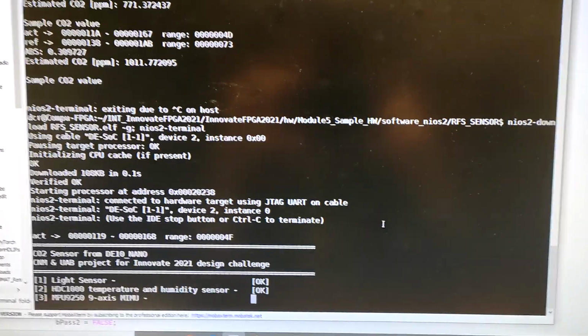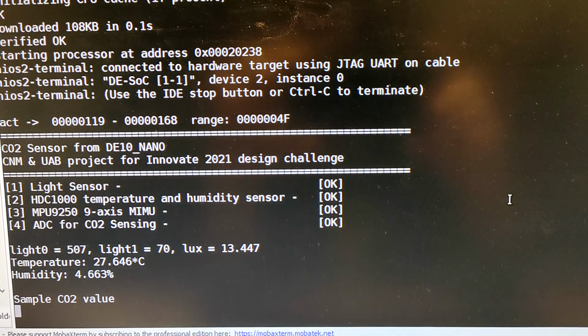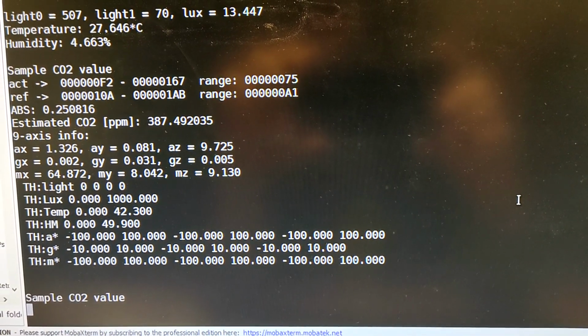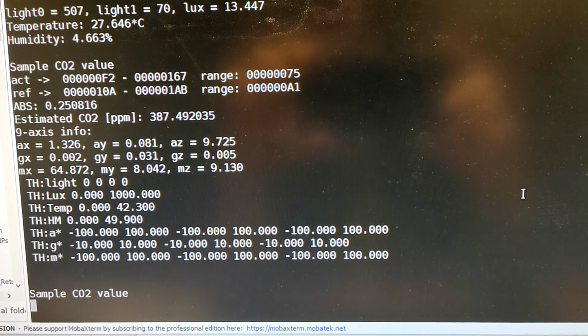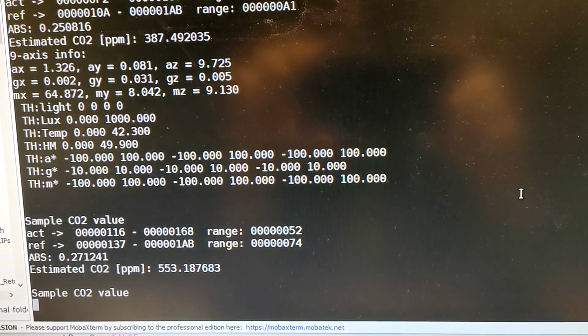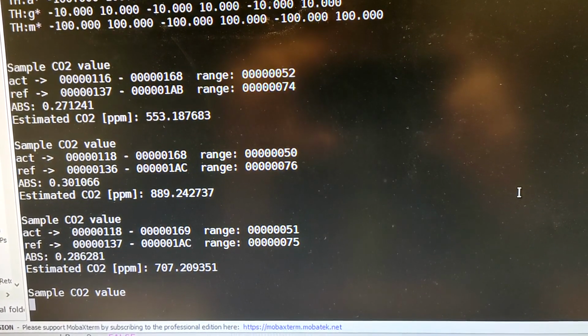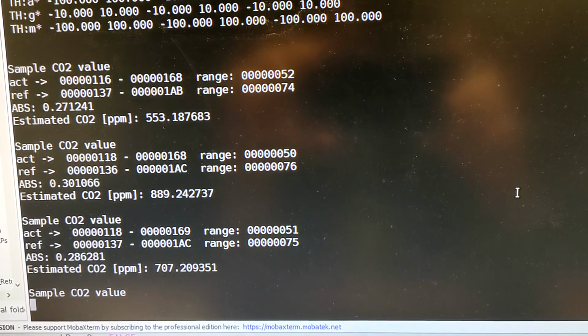The C program that computes the estimated CO2 level from the digital samples is already running in the NEOS 2 processor. We can use the debug console to display the calculations in real time as they come out from the sensor. The readings from a variety of sensors located in the RFS daughter board also show up on the console screen, as we are reusing a reference design intended to do so.